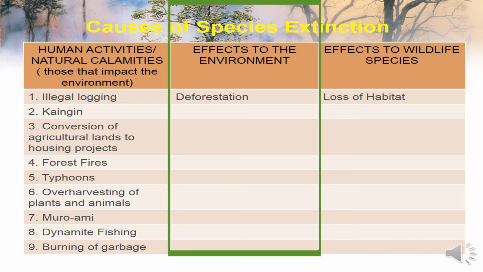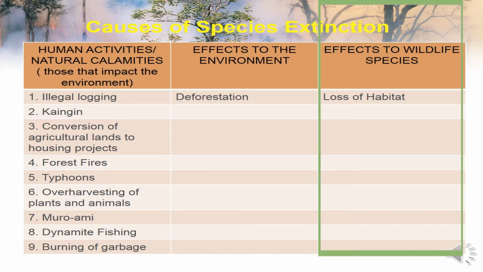In the second column, you are going to write the effects to the environment. For example, for number 1, illegal logging, the effect to the environment is deforestation. And on the third column, the effects to wildlife species. Again, for number 1, the effect to wildlife species of illegal logging is the loss of habitat. Good luck, class!